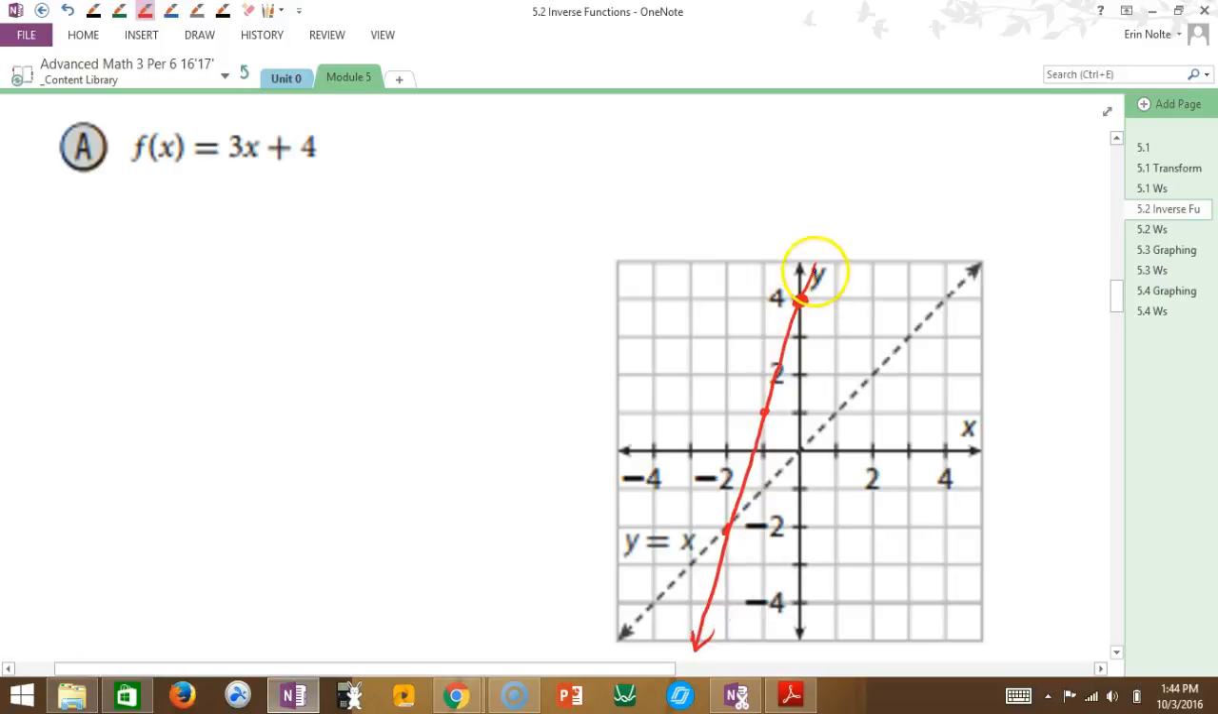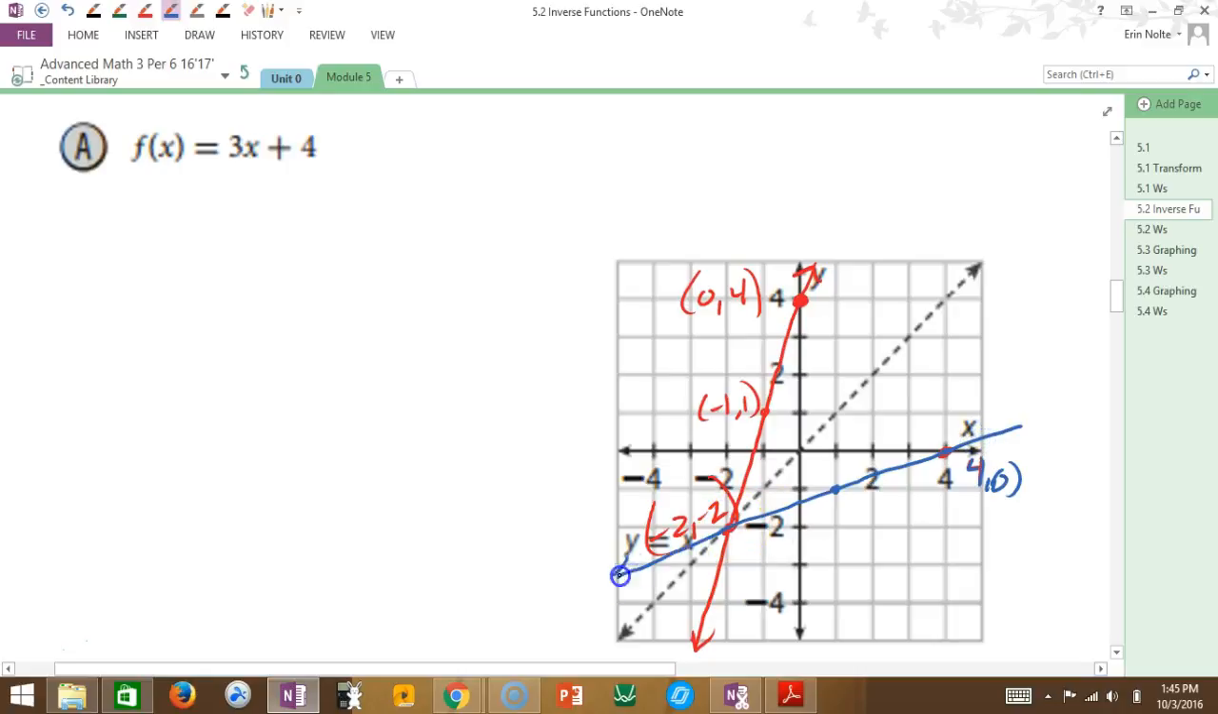Ooh, that is good. So, draw the inverse. So, if I have these points, let's say we had 0, 4. And this point down here was negative 1, 1. And this one was negative 2, negative 2. Okay, what are those inverse points? 4, 0. Okay, what else? 1, negative 1. Negative 2, negative 2, right?